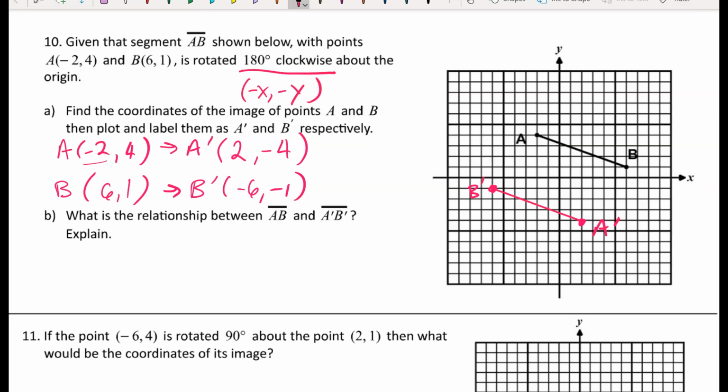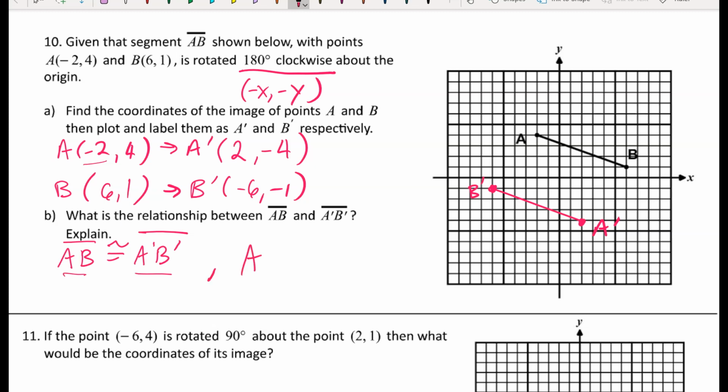Now, there's a couple of things you can note for the relationship. Because a rotation is a rigid motion, it must be the case that AB is congruent to A prime B prime. It takes me a while to write it, so I'll just explain in words. A rotation is a rigid motion, and rigid motions preserve distance, so they should be the same length.